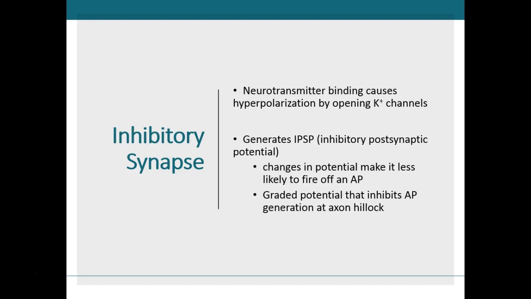An inhibitory synapse is one where the neurotransmitter causes hyperpolarization of the postsynaptic cell. So it is an inhibitory postsynaptic potential, and most of the time it does so by opening those potassium gates or potassium channels, which allow potassium to leak out of the postsynaptic cell, and that is going to hyperpolarize that membrane and prevent that cell from depolarizing.